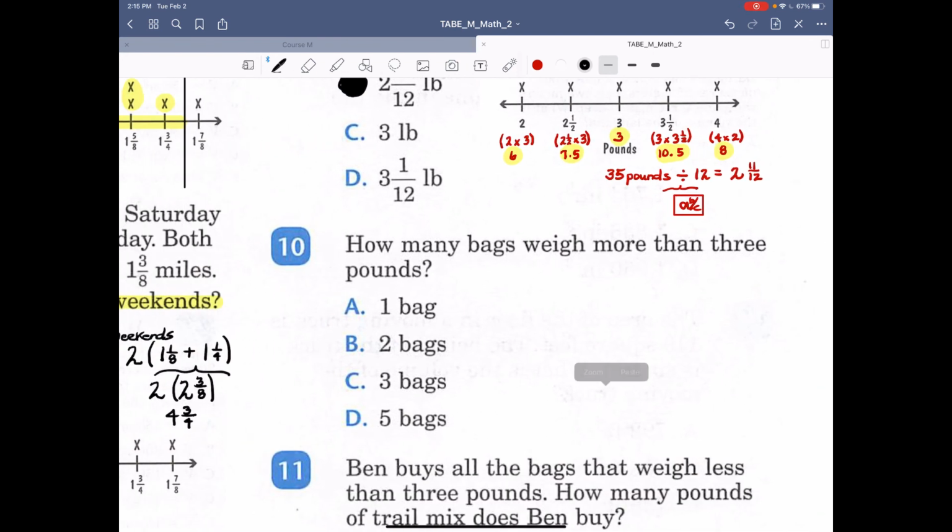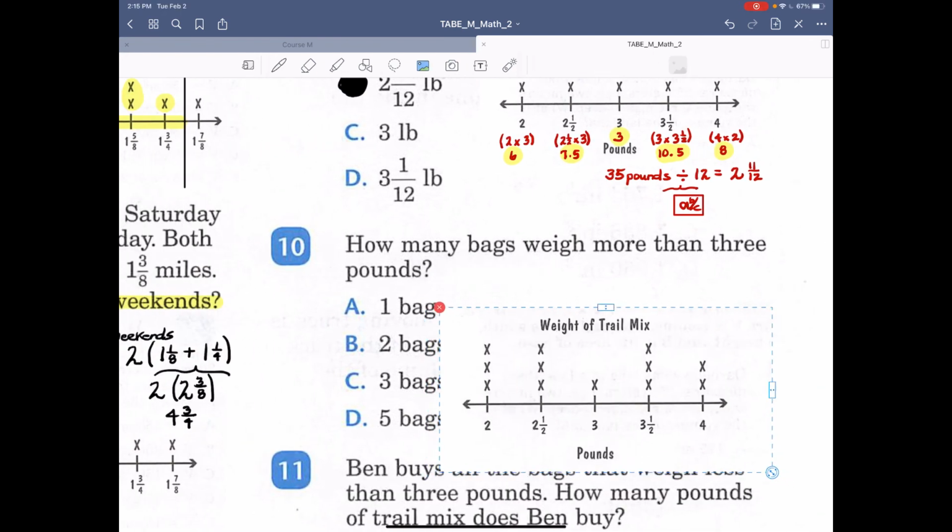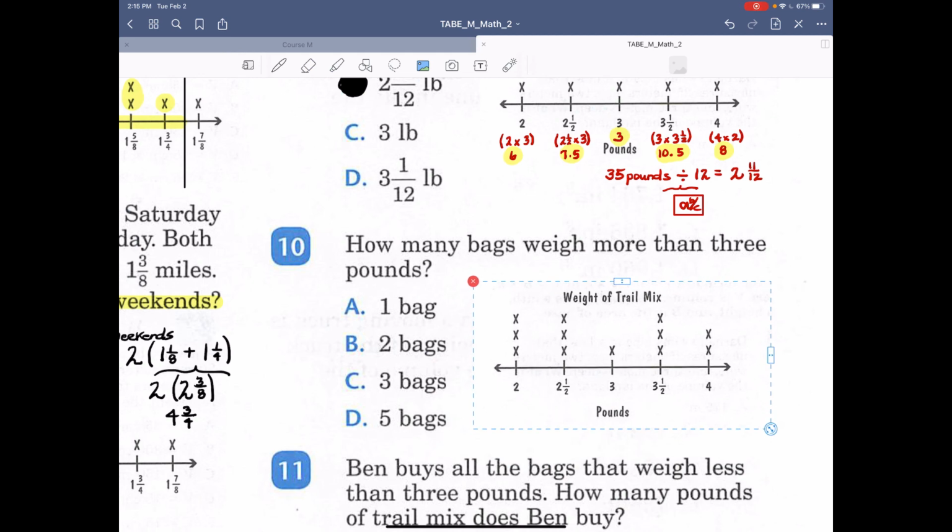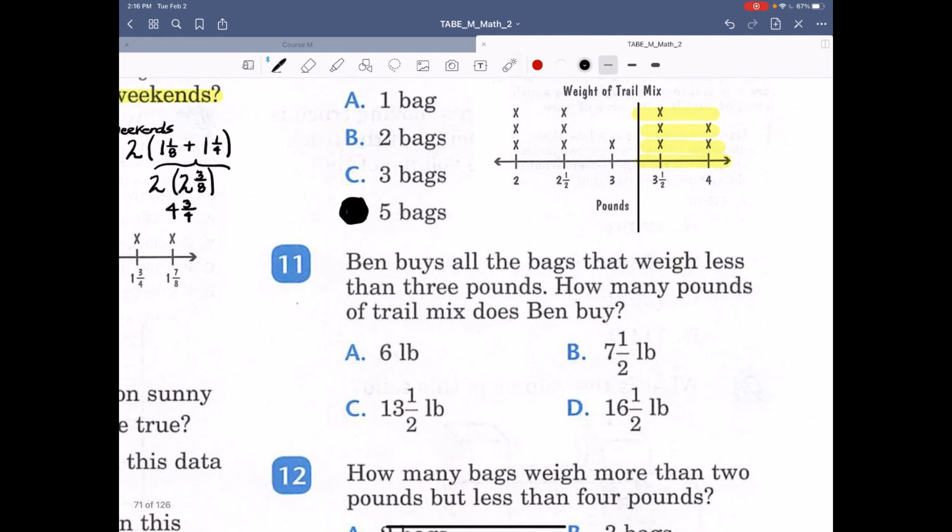Number 10. How many bags, how many X's, weigh more than 3 pounds? So draw your interval line. More than is up here, more than 3, and you just count your X's, and there are 5 of them. No math to do there. You just mark the interval and count the X's.